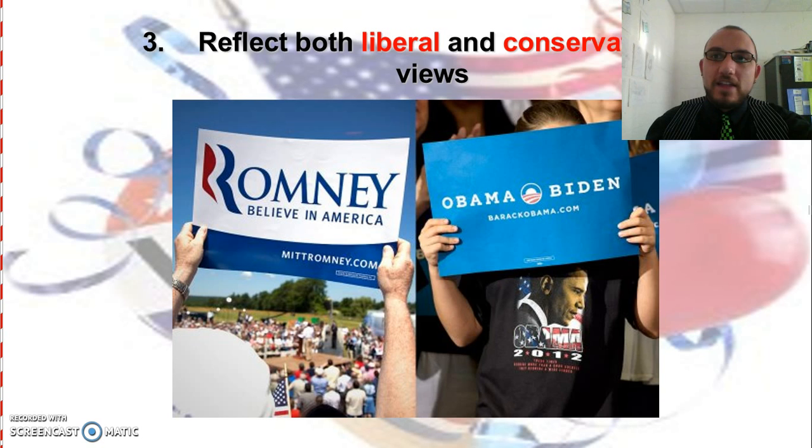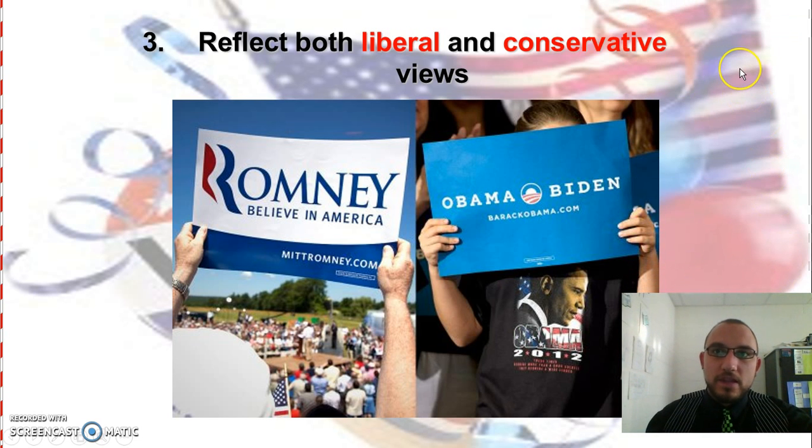Third thing they do is that they reflect both liberal and conservative views. There are some views that are considered more liberal, and there are some views that are considered more conservative. The political parties want to represent as many Americans as possible, and so the two big political parties, the Democrats and the Republicans, will reflect both liberal and conservative views because they want people who are liberal to vote for them. They want people who are conservative to vote for them. So it just depends on what the people want, which is really how our government is supposed to work. It's supposed to be responsive to the people's views. So when we say that they reflect both views, they're responding to the people. Okay?